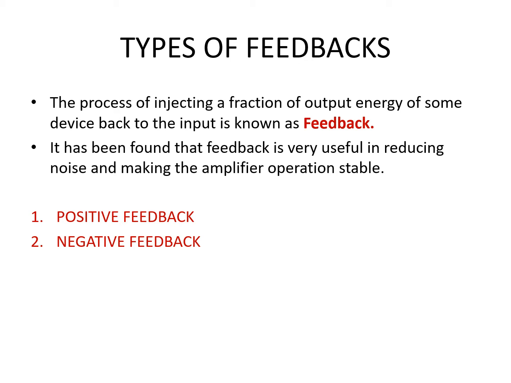Before knowing the types of feedbacks, we will first understand what the process of feedback is, what the technique of feedback is. The process of feedback is nothing but injecting some part or some energy of the output back into the input. So this is known as feedback. A fraction or certain part of that output is taken by the feedback circuit and is provided as input again to the amplifier circuit. This technique is known as the feedback technique.